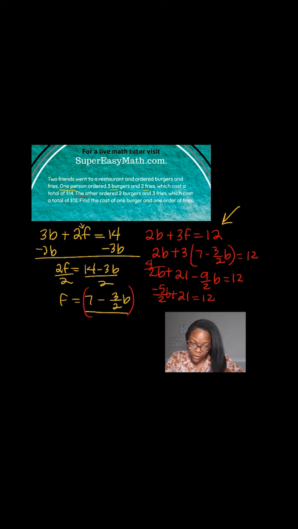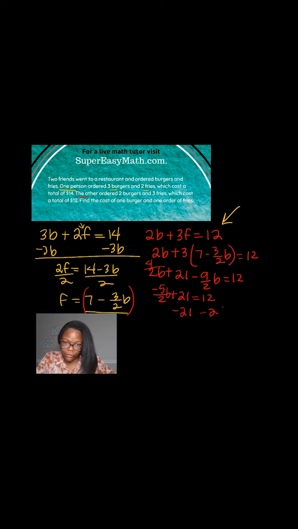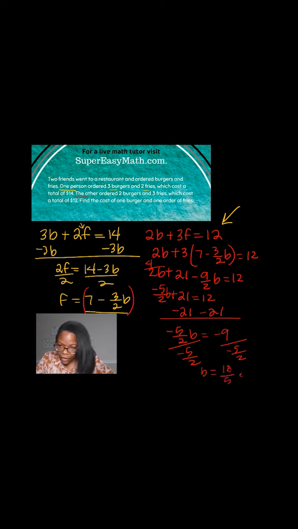And that equals 12. Now I'm going to subtract the 21 from both sides, and I get a negative 9 over there. So I'm left with negative 5 over 2 B equals negative 9. And then we're going to divide by negative 5 over 2 on both sides, because right now they are being multiplied. The negative 5 over 2 times the B. The opposite of that would be division. So I divide both sides by that. So divide by negative 5 over 2. So I'm left with B equals 18 over 5, or 3 and 3/5.